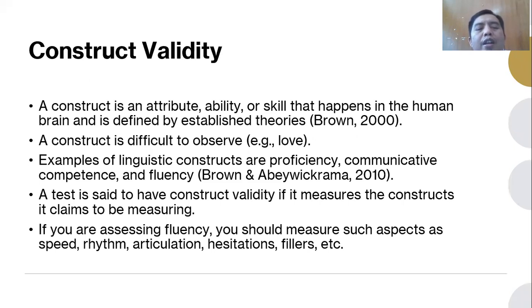Then a test is said to have construct validity if it measures the construct that the test claims to be measuring. For example, if you are assessing fluency, then you should probably measure such aspects as speed, rhythm, articulation, and the lack of hesitation and fillers. So you could now assess my fluency. You know that this talk of mine is not really fluent enough because I use a lot of fillers.